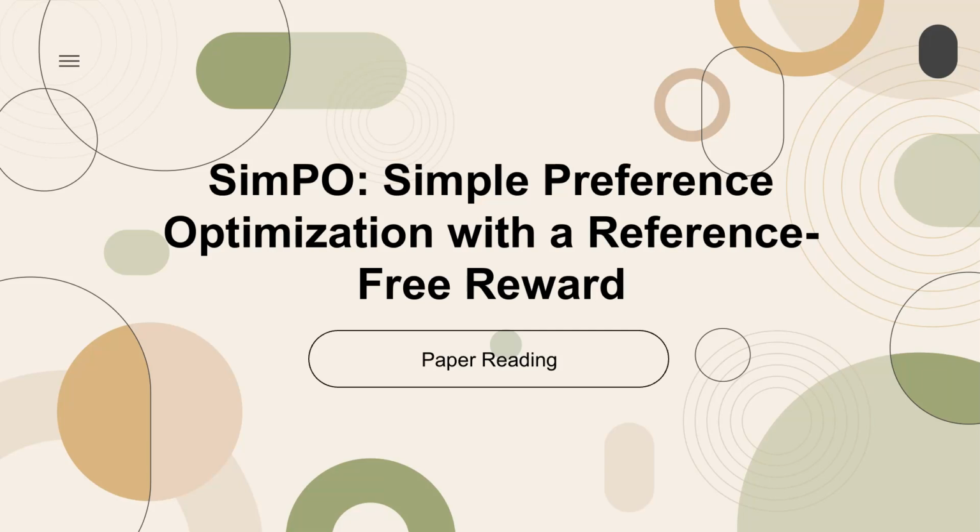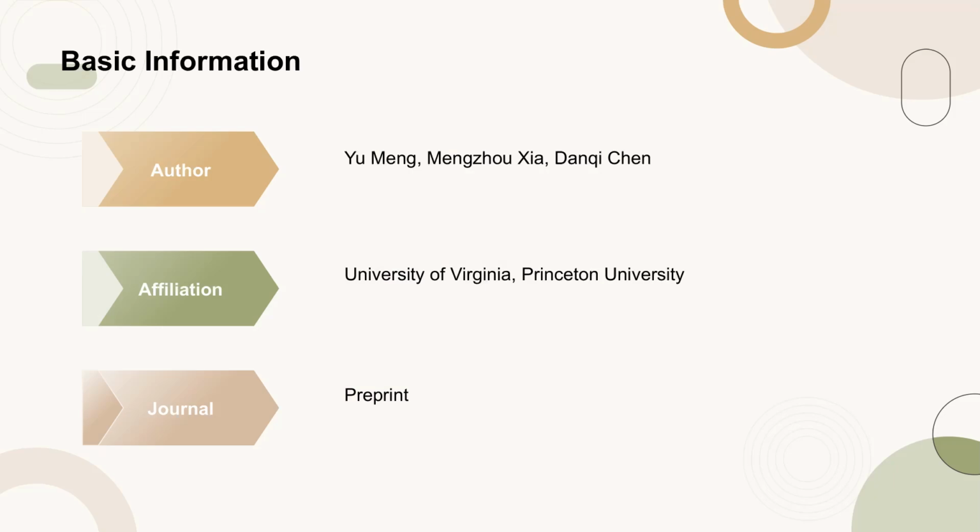Today's paper is titled SimPO: Simple Preference Optimization with a Reference-Free Reward. This paper was published as a preprint by Meng and colleagues from the University of Virginia and Princeton University.